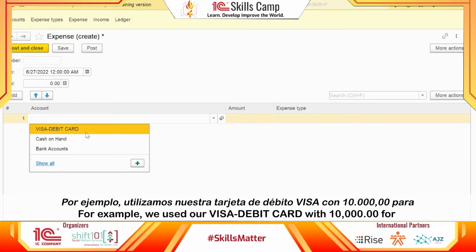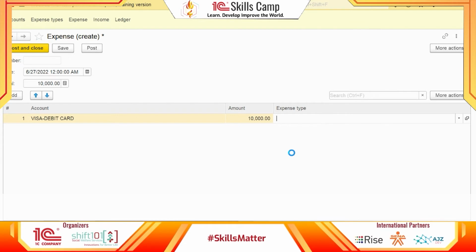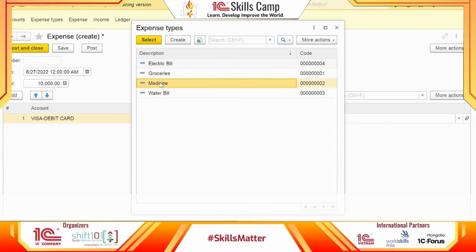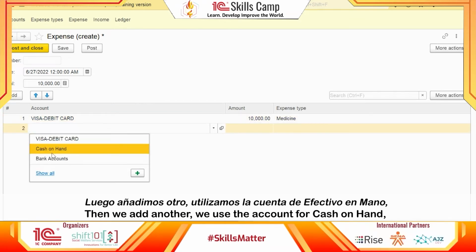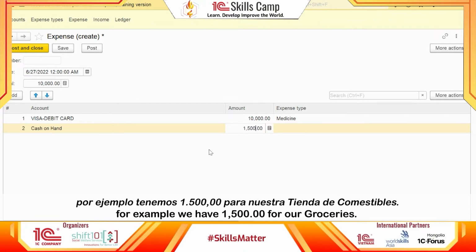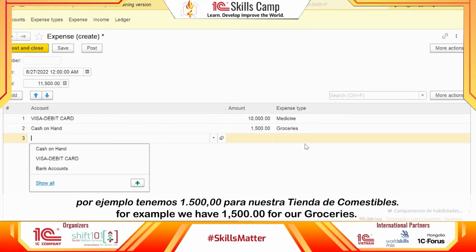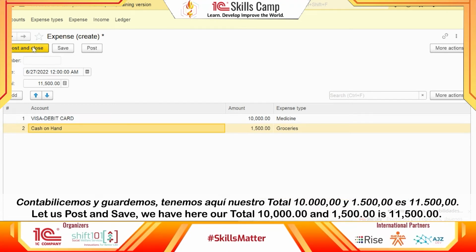For example, we use our Visa debit card with 10,000 for medicine, and then we add another. We use the account for cash on hand. For example, we have 1.5 for our groceries. So let us post and save. So we have here our total 10,000 and 1.5 is 11.5.